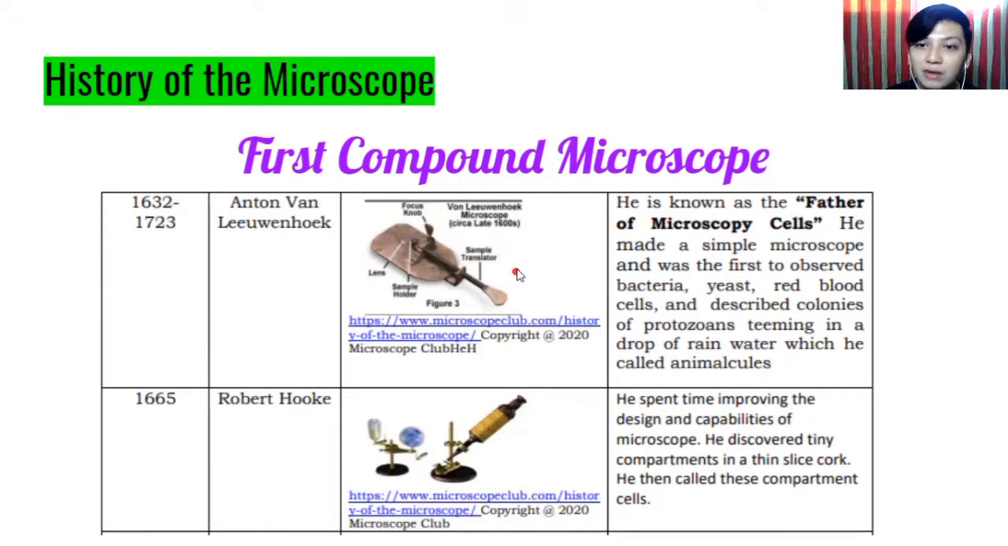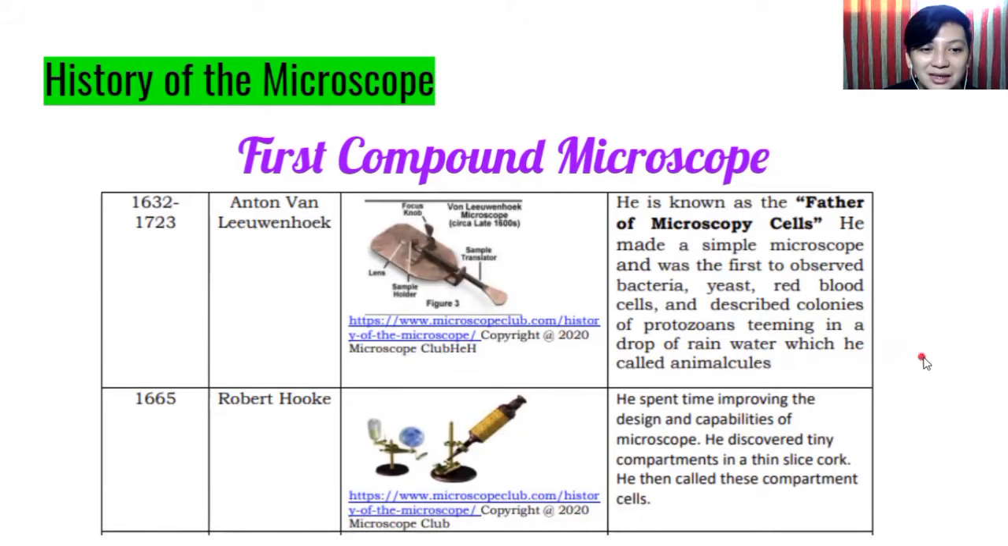He is known as the father of microscopy cells. He made a simple microscope and was the first to observe bacteria, yeast, red blood cells, and describe colonies of protozoans teeming in a drop of rainwater, which he called animalcules. Okay, so before the word microorganisms is not yet postulated, so they call it animalcules because when he saw the protozoans, it's like an animal, it's moving, a cell that is moving.